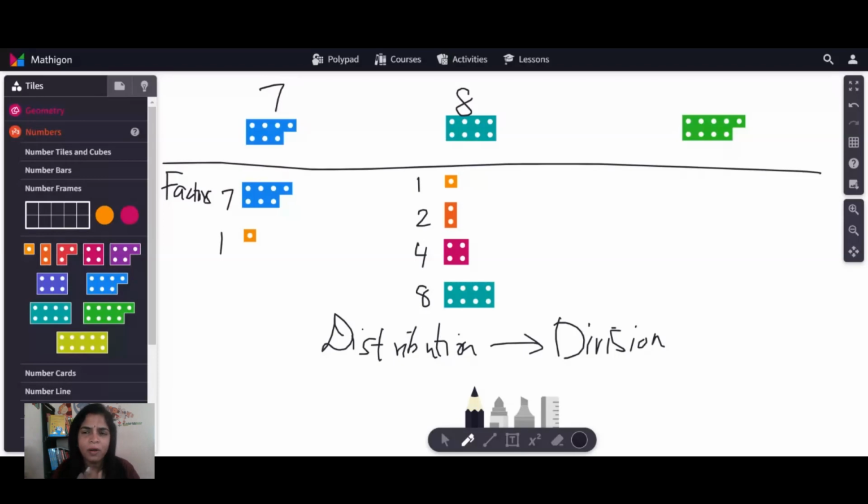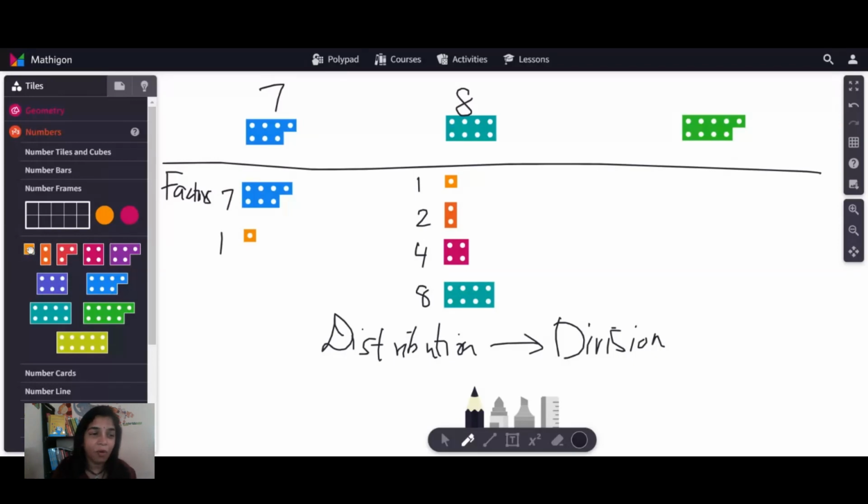Let's now do one more example for 9. What do you think are the factors for 9? I want you to pause this video and think, and then find out what the possible factors for 9 are, and then continue the video. Okay, pause the video now. Okay, now have you already thought?